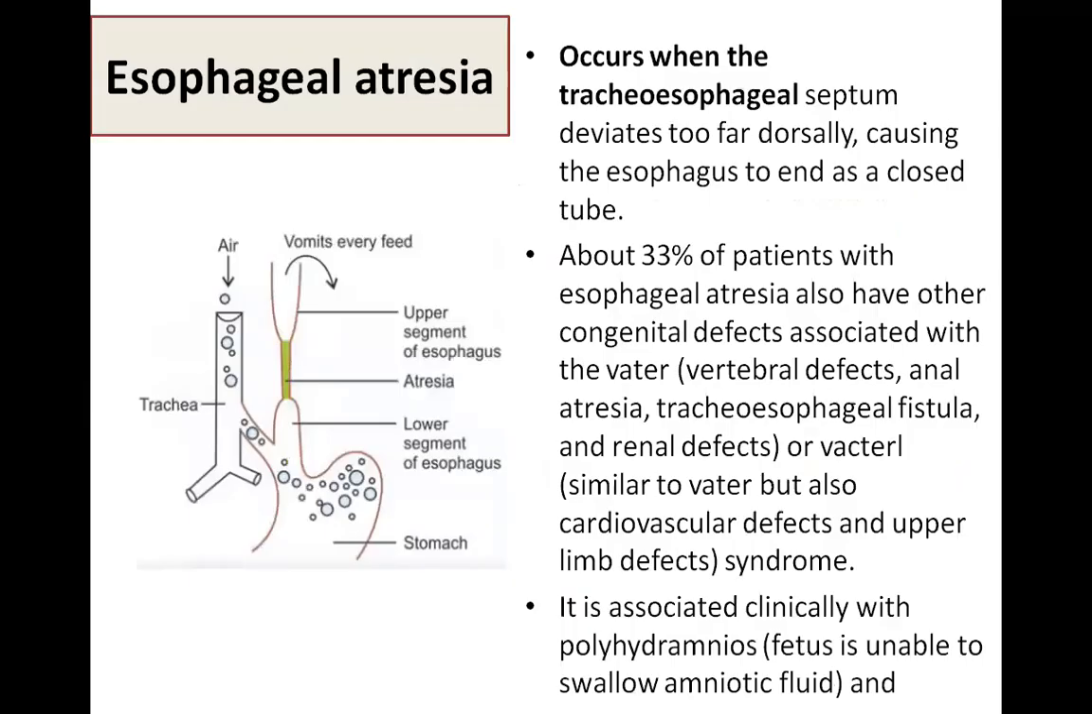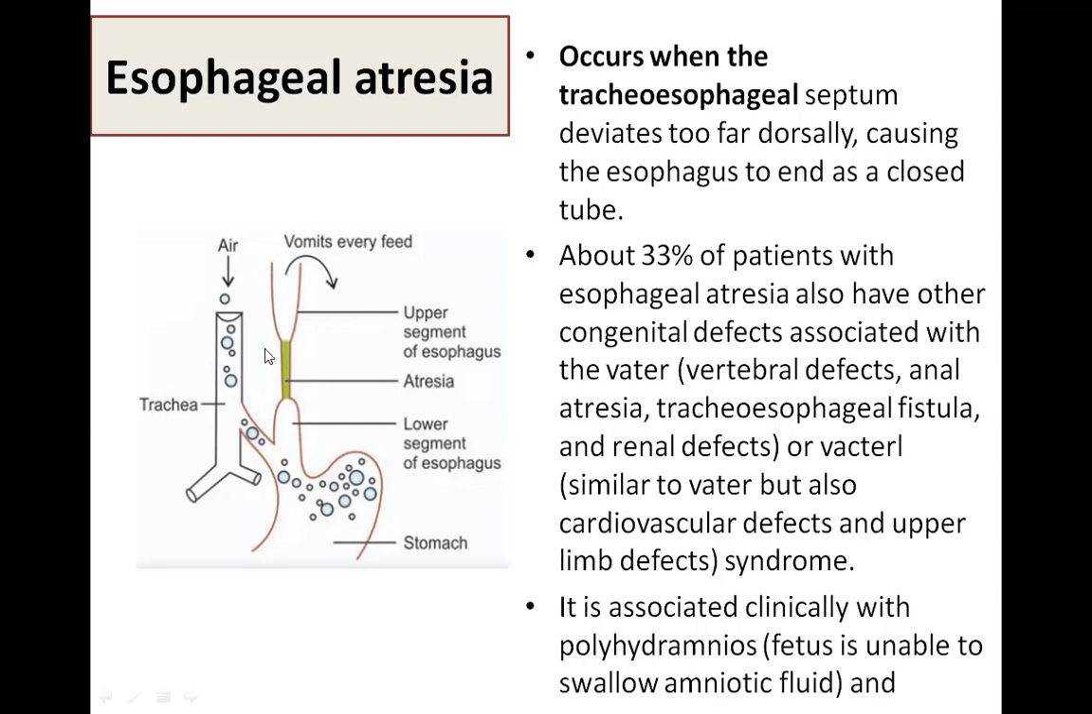Now, there are certain congenital anomalies related to the development of the esophagus. The first one is esophageal atresia, which occurs when the tracheoesophageal septum deviates too far dorsally, causing the esophagus to end as a closed tube. About 33% of patients with esophageal atresia also have other congenital defects associated, that is VACTERL: vertebral defects, anal atresia, tracheoesophageal fistula, and renal defects, along with cardiovascular defects.